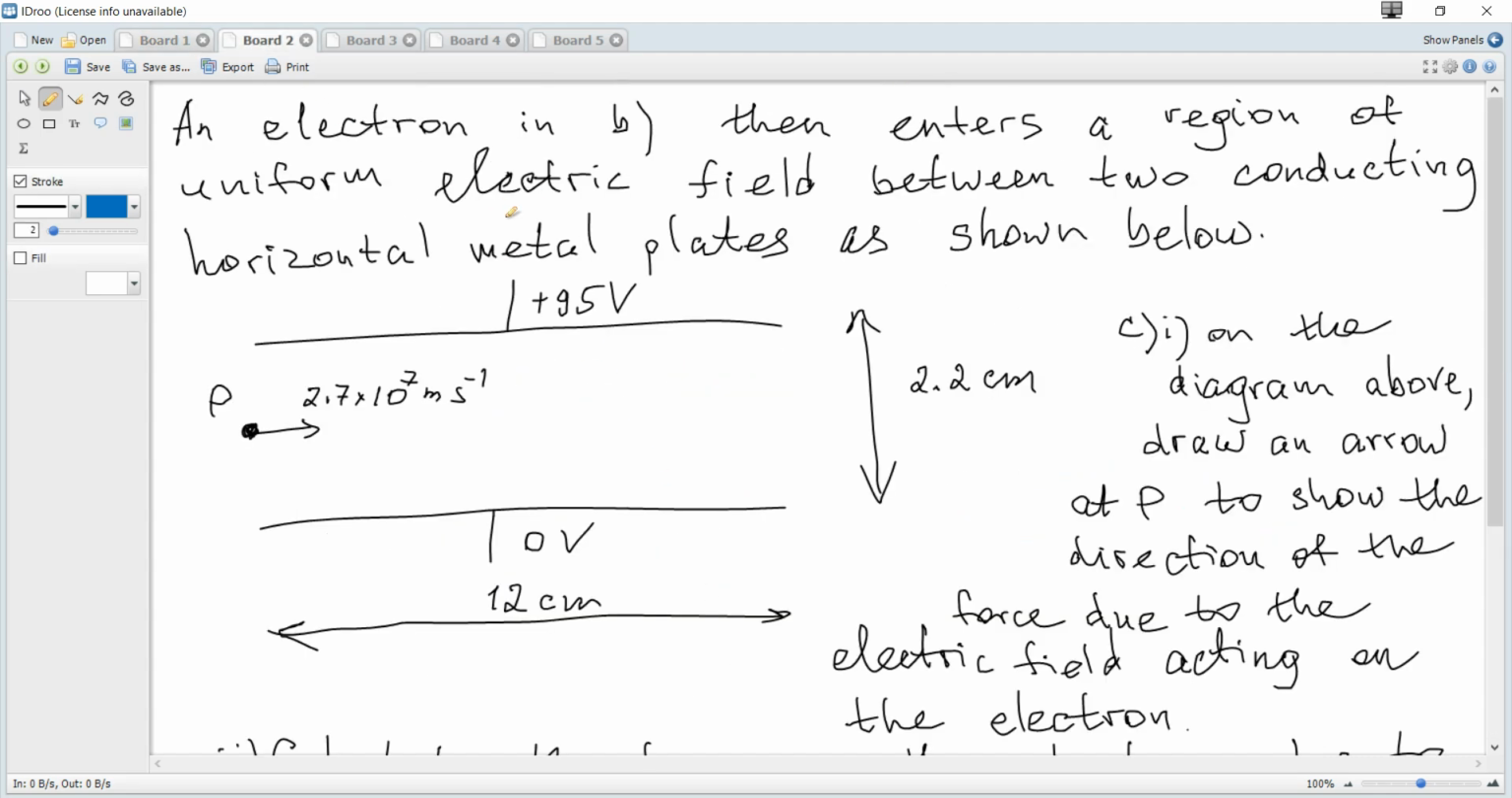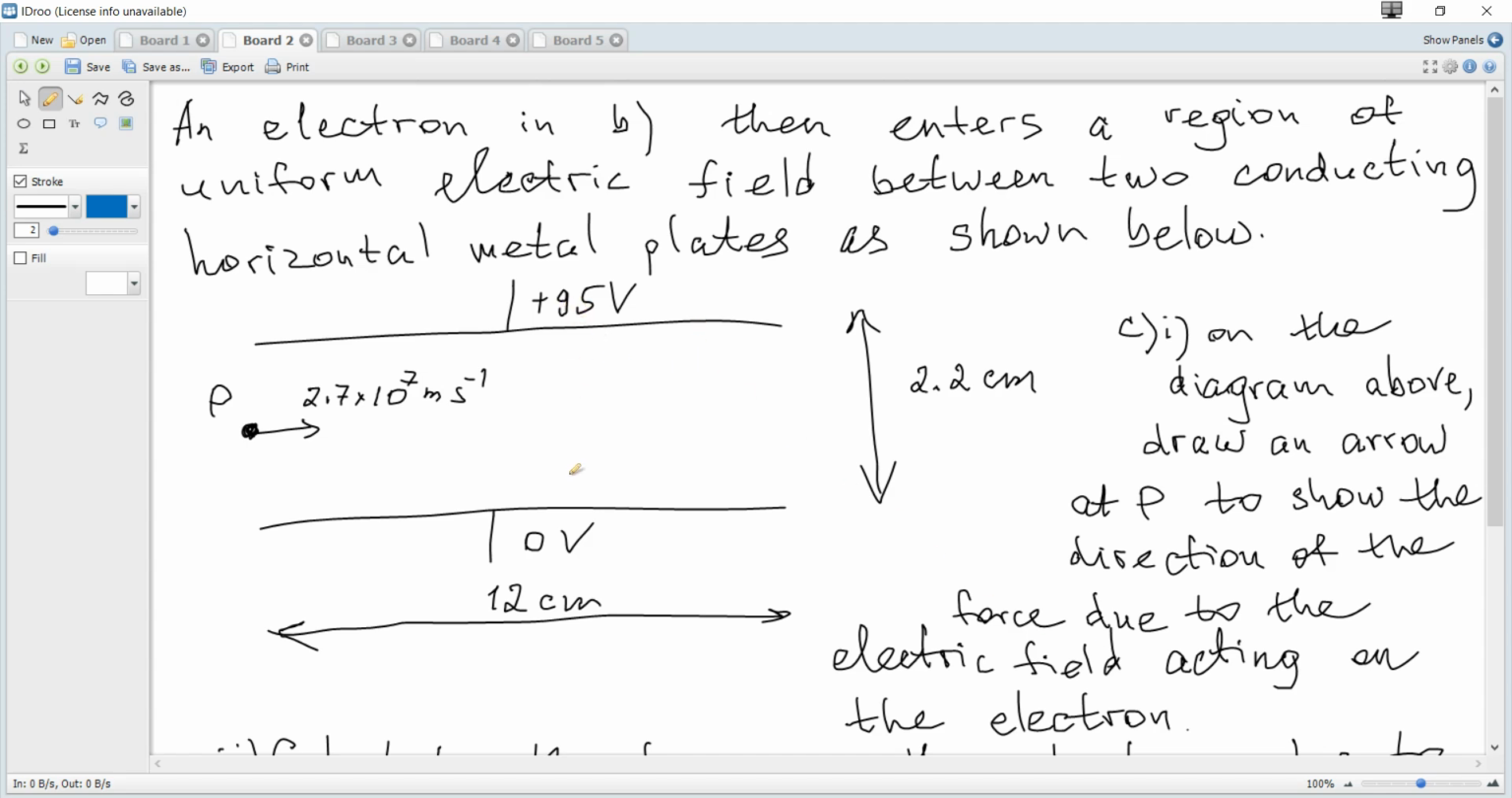The next. An electron in B then enters a region of uniform electric field between two conducting horizontal metal plates as shown below. Uniform means something like constant, and field lines are parallel and in the same direction and equally spaced between plates. On the diagram above, draw an arrow at P to show the direction of the force due to the electric field acting on the electron.